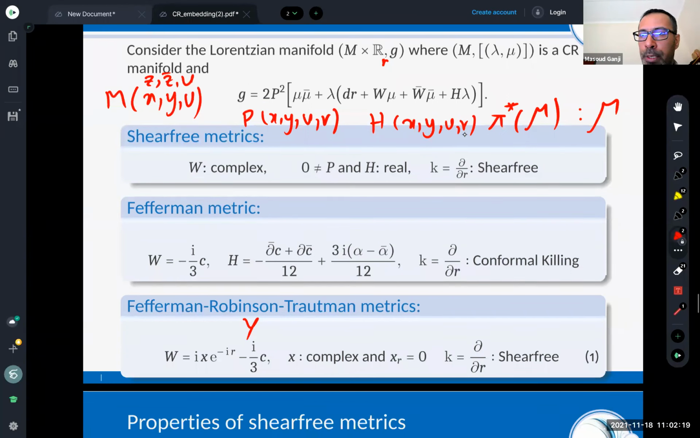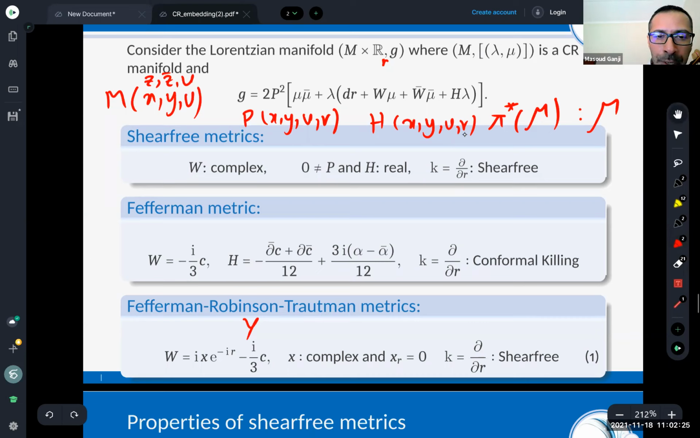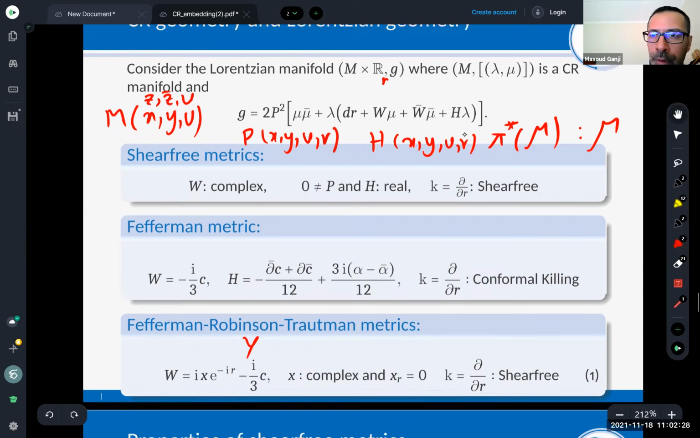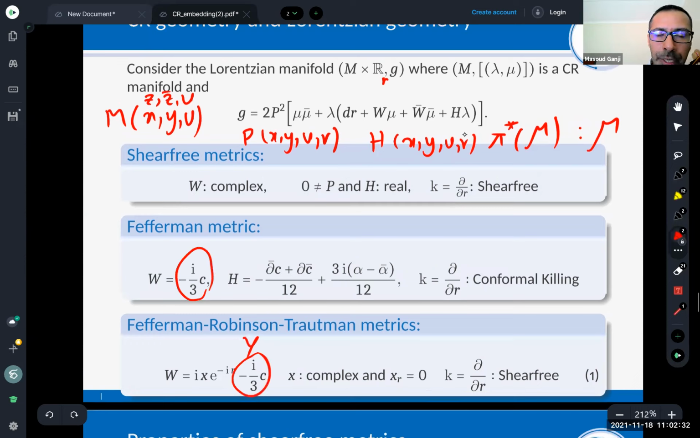But in the process of producing the theorem for embeddability, we noticed that this part has to be very similar to the Fefferman metric. That's the most important part of this theorem.